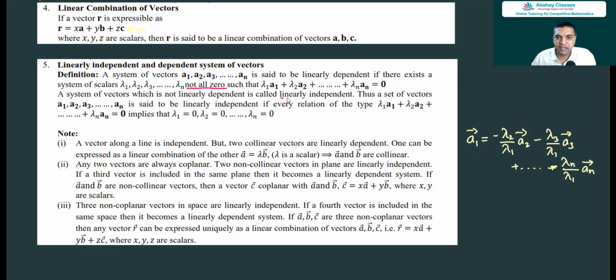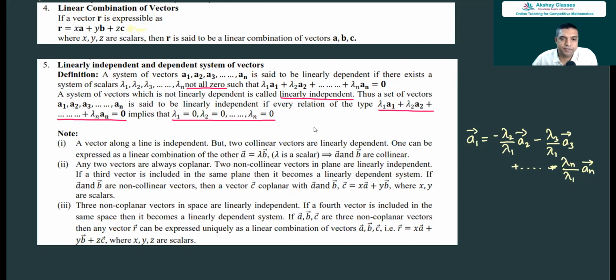Now, what is a linearly independent vector? A set of vectors is said to be linearly independent if every relation of this type, that means a linear combination of a1, a2, an is zero, implies that all their scalar multiples are zero, which means you cannot combine them. You just cannot combine them to make it zero.